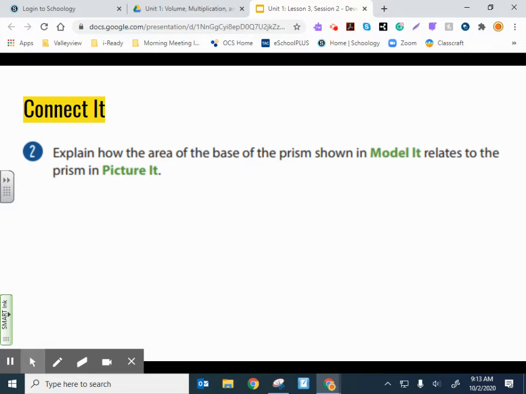Before I do that, number 2, explain how the area of the base of the prism shown in model it relates to the prism in picture it. Well, what they're asking here, number 2, is how are the picture it picture and the model it picture related? Well, you can find the base for both of them. Find the base layer.